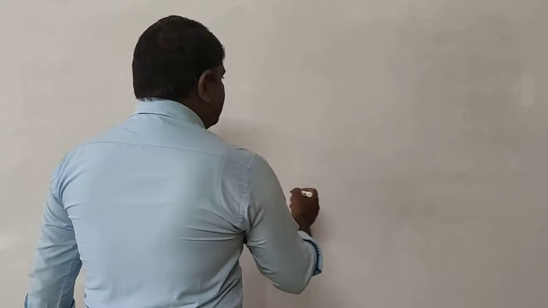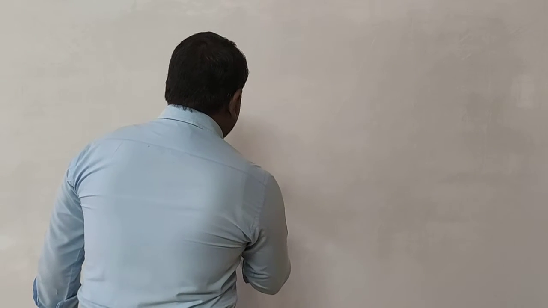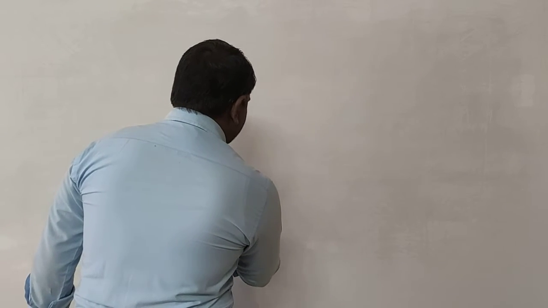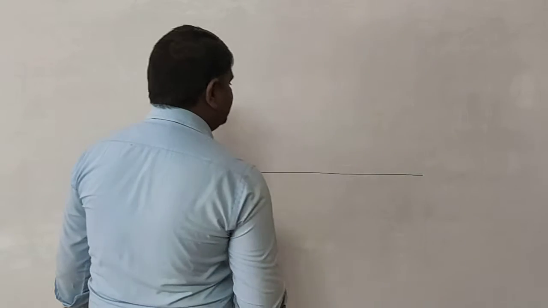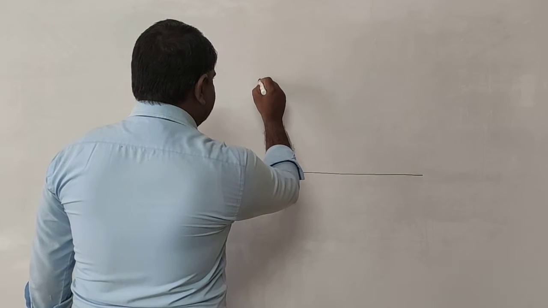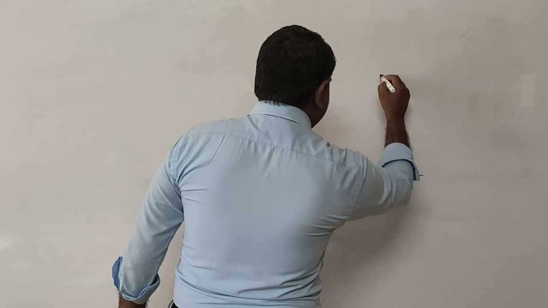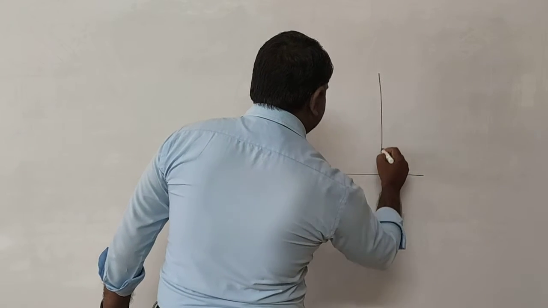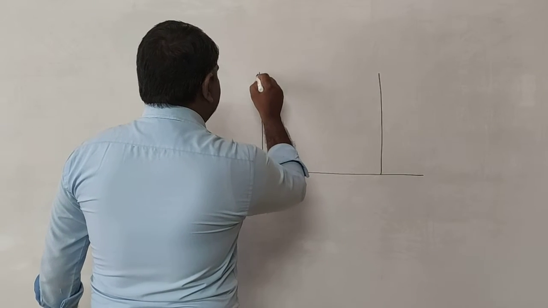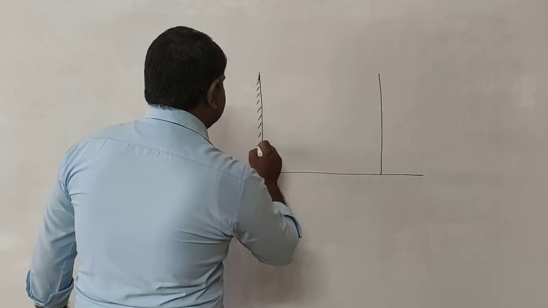Let us draw the diagram here. This is the plane surface you are taking. You are going to take the two mirrors here. This is the first mirror and this is the second mirror. The mirrors are arranged like this. They are facing each other.